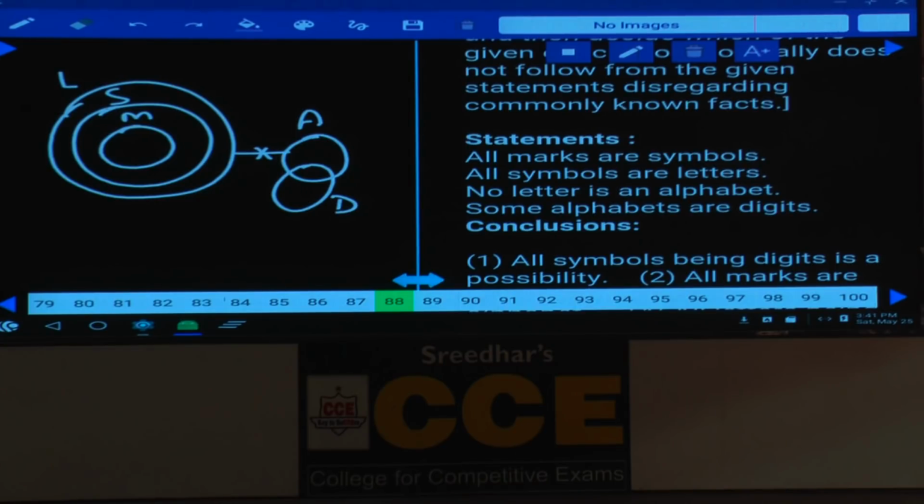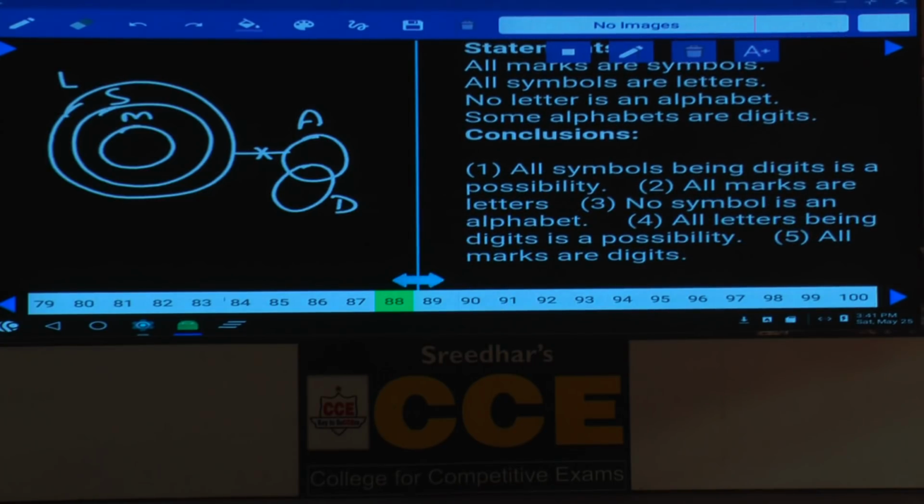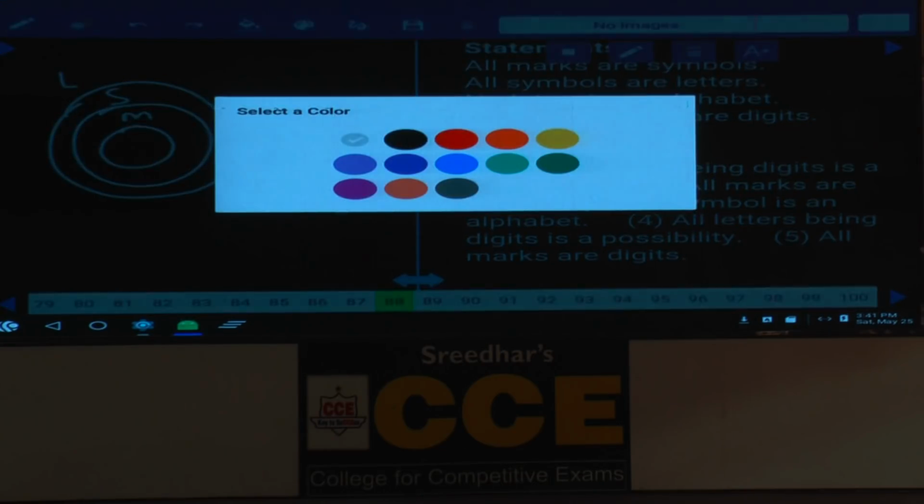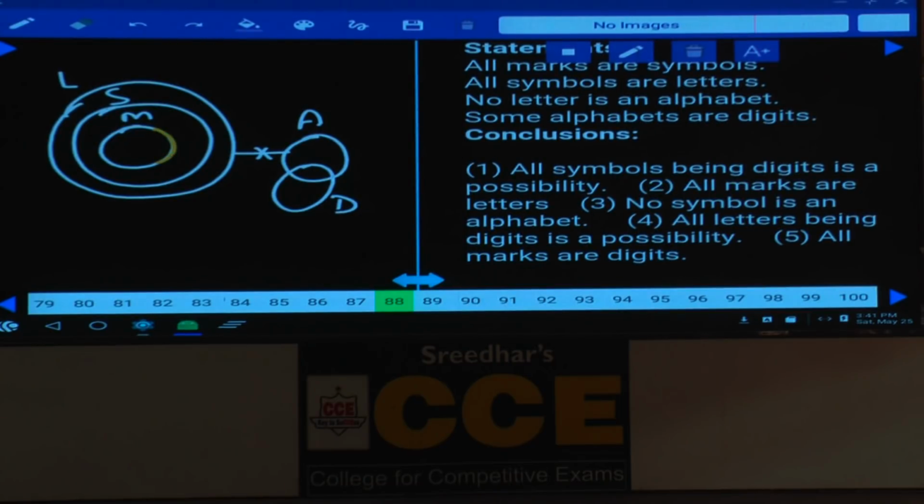Now what is the fifth one here? Now the fifth one, all marks are digits. He said marks and digits can be the same. All marks are digit. As of now it is false. Why is it false here? Mark is here, digit is here, as of now it is false. Isn't it once? Wait a minute. Now here it is false or not? It is false. With the help of the basic diagram, it is false once.